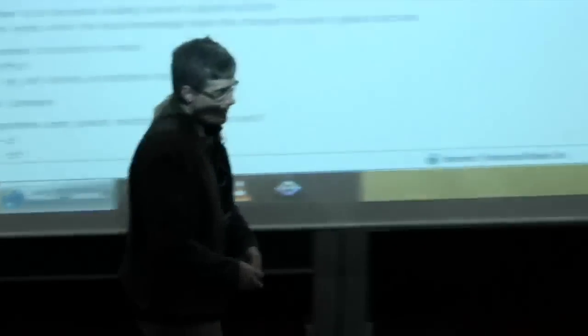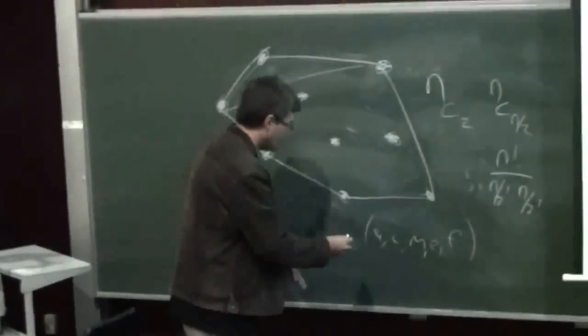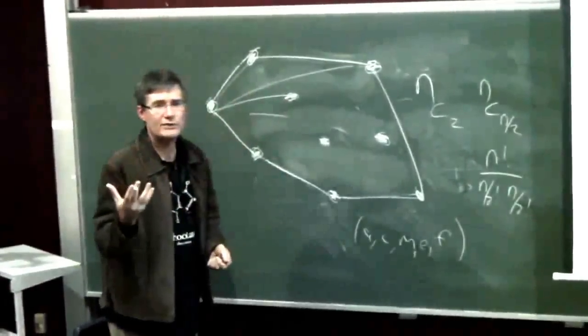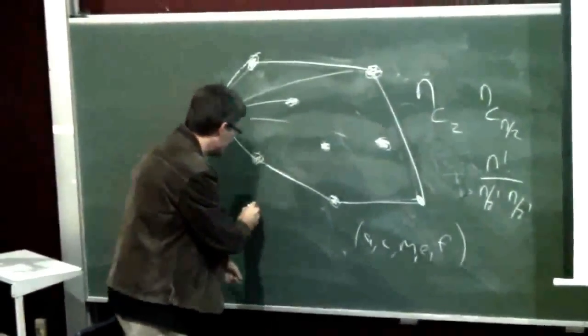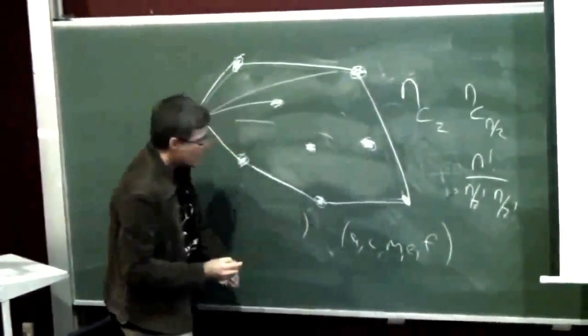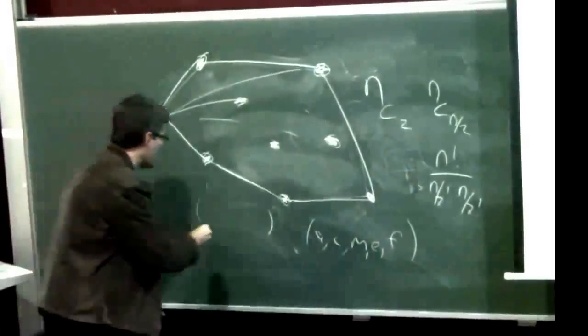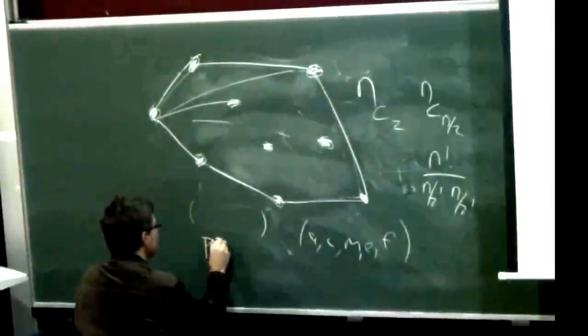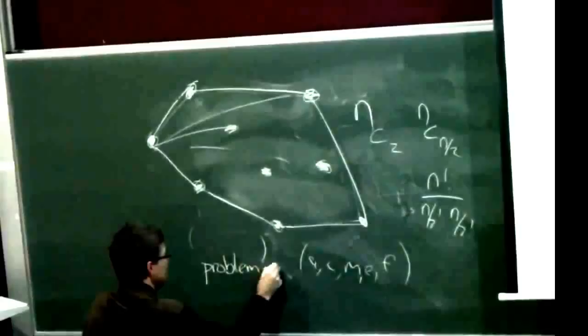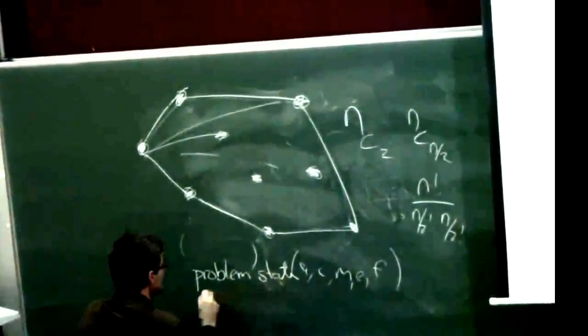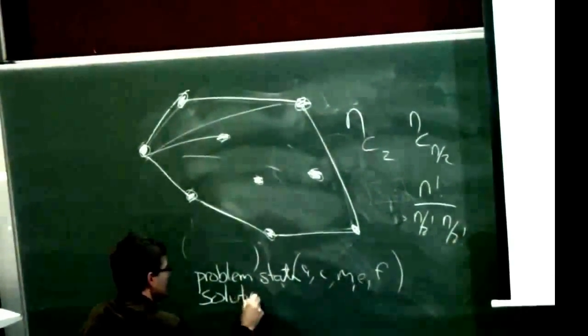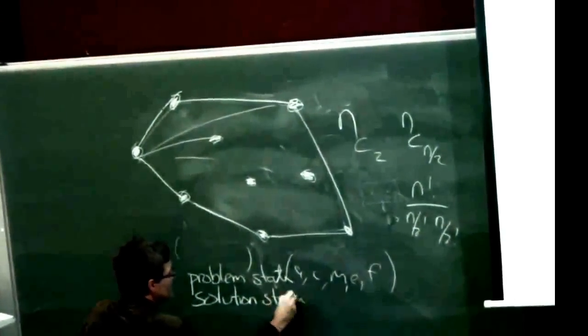So the language I want to use when we talk about problems like this is I want to say that this thing down the bottom here, a collection of points that's in the set, that's the convex hull, I'm going to say I've got a notion of a problem state, a solution state, and an answer state.